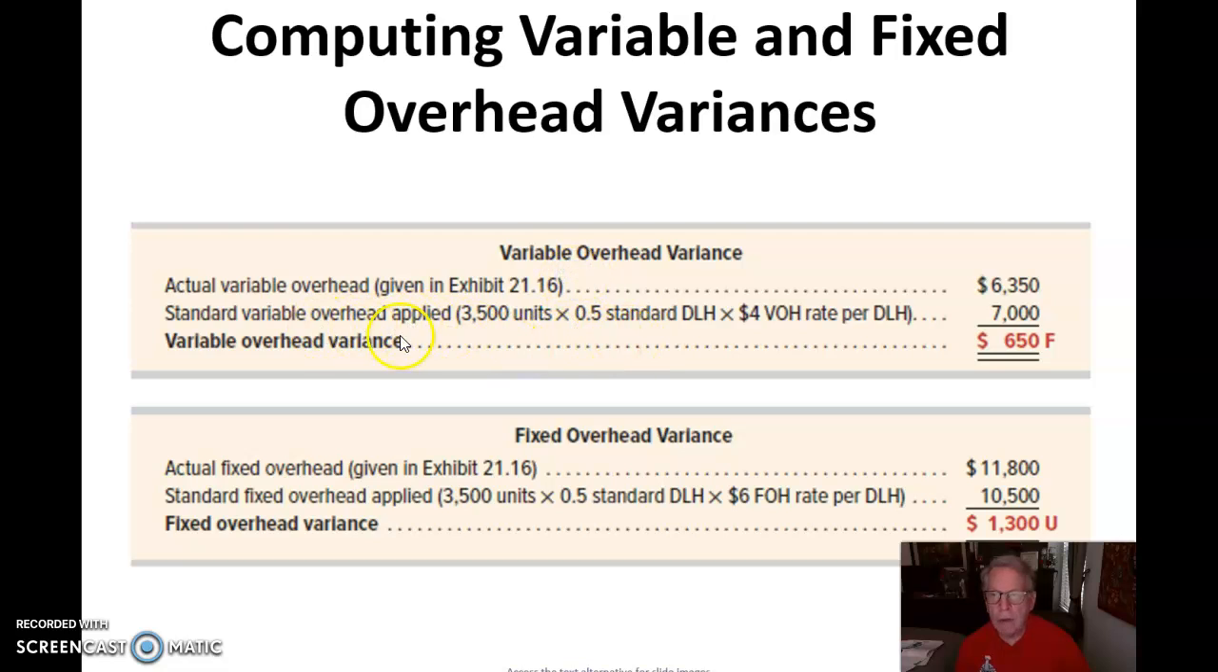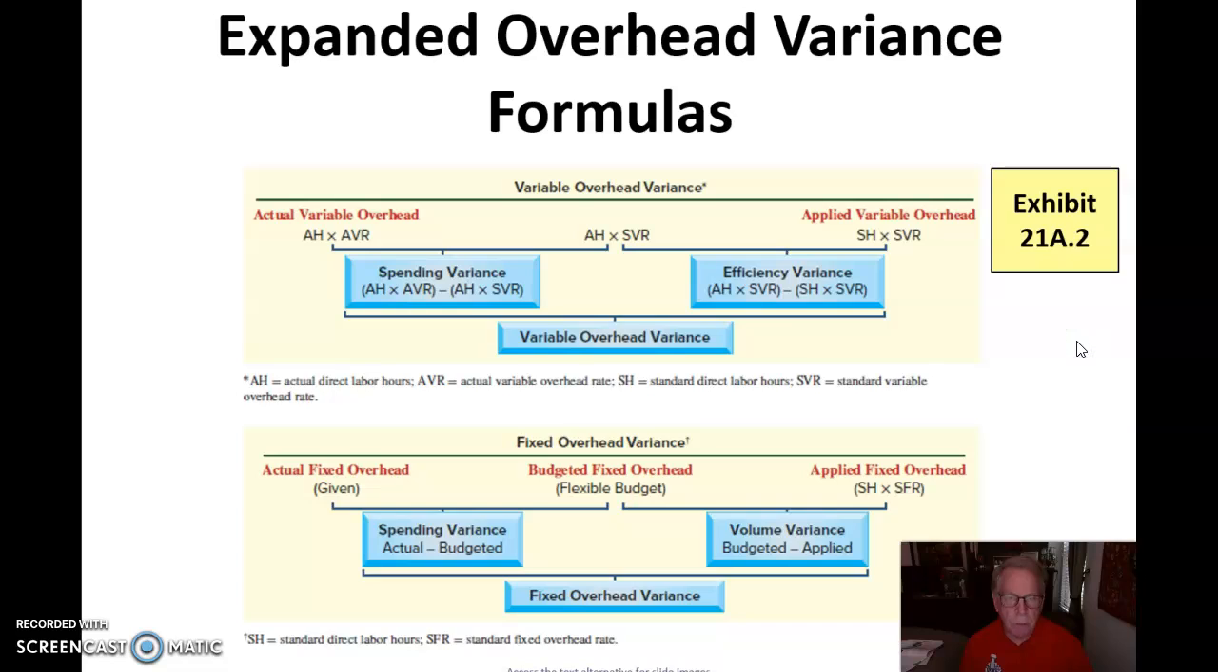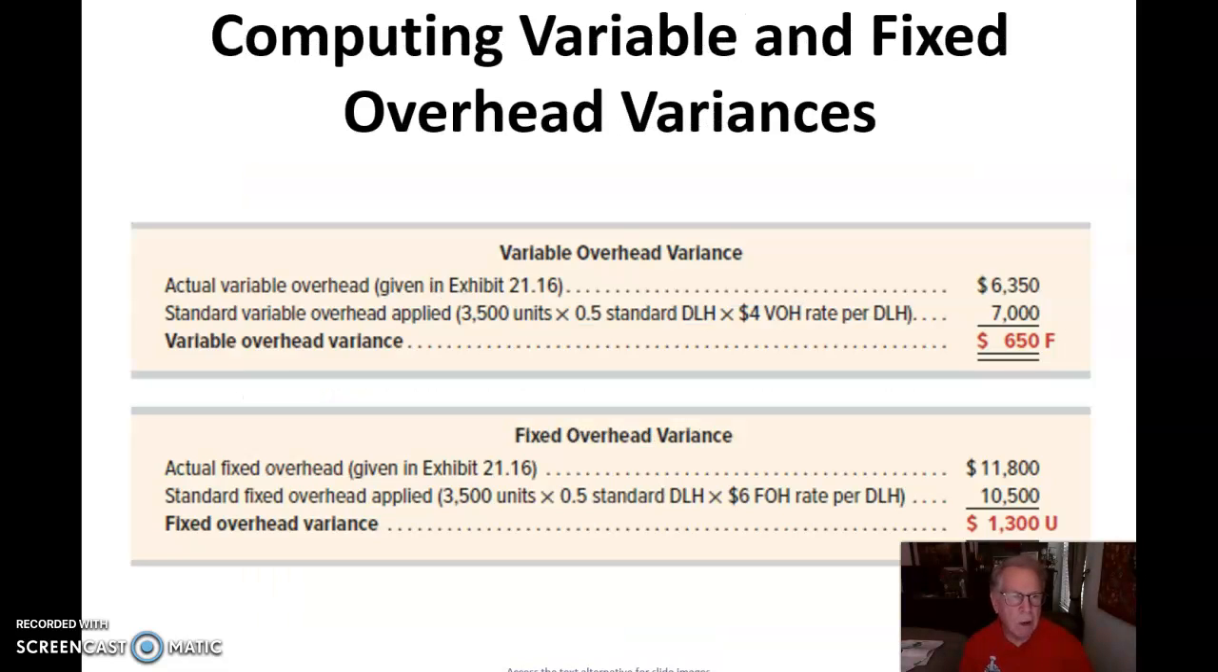And then our standard was based on 3,500 units. We used a half an hour per, and then we had $4 of our variable overhead rate per direct labor hour, which gave us $7,000. So we're $650 favorable.